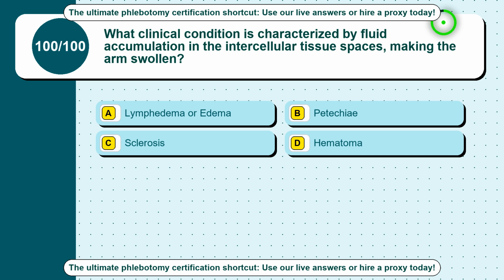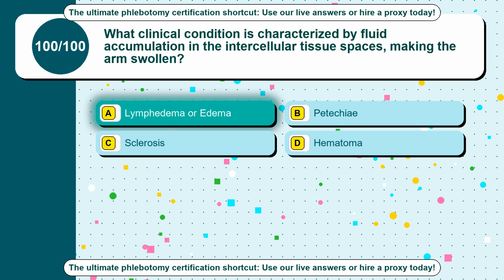Question 100. What clinical condition is characterized by fluid accumulation in the intercellular tissue spaces, making the arm swollen? Option A, lymphedema or edema. Option B, petechiae. Option C, sclerosis. Option D, hematoma. The correct answer is option A, lymphedema or edema.